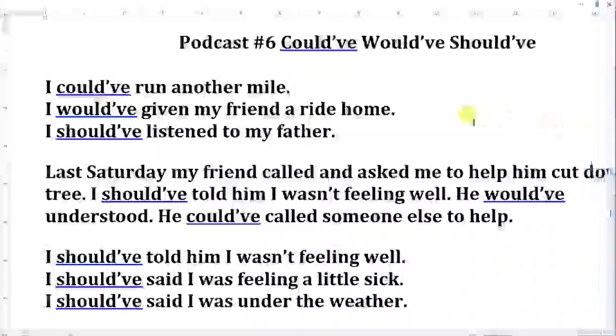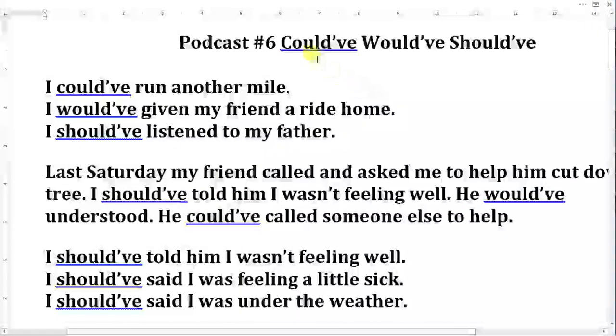You use the constructions could have, would have, and should have to talk about something that did not happen. The everyday pronunciation of these phrases is the abbreviated form, which is spelled with an apostrophe VE instead of the word have. Repeat after me. Could have.